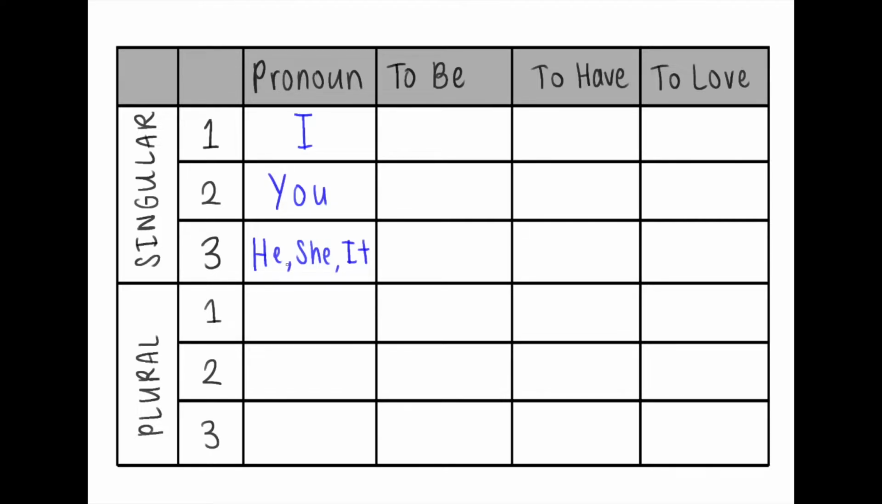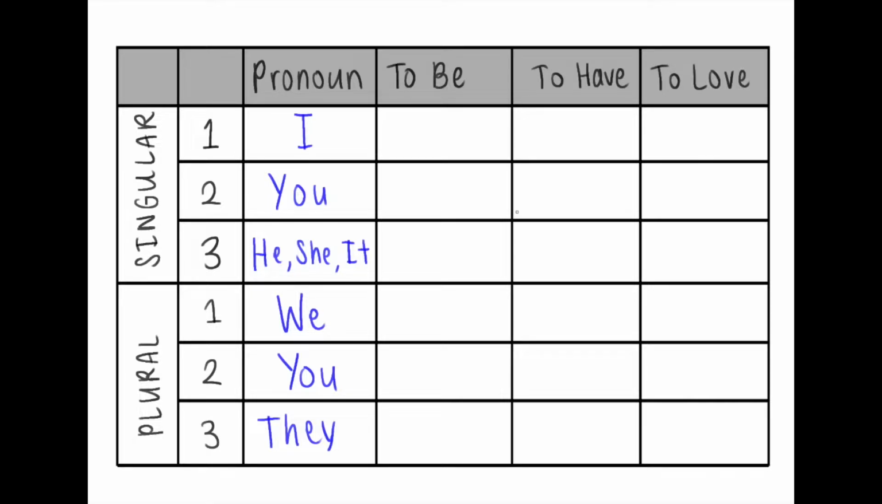He being for a male human being, for example, Bob or Mr. Smith. She being for a female human like Mrs. Jillian or Nancy. And it being for any object like a pencil or a chair, and any animal like a dog or a cat. Then getting into the plural, we have we, you, and they.